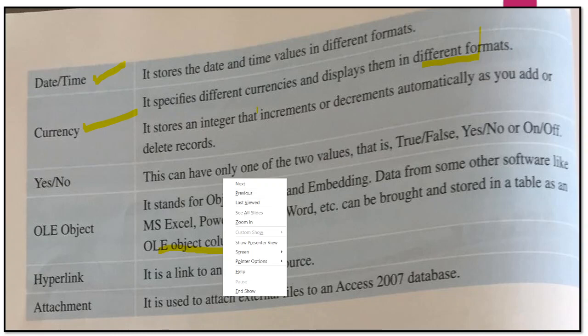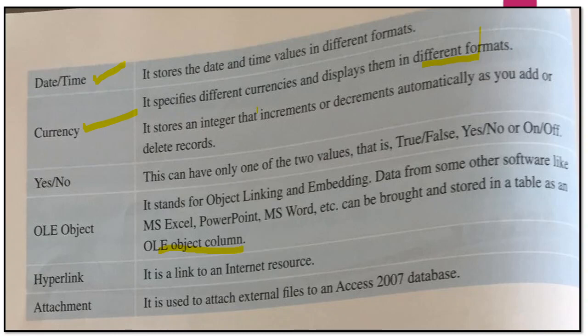So next is hyperlink. It is a link to an external source. So if you want a link in your database record, so that once you click it, something will be opened, you can choose hyperlink.